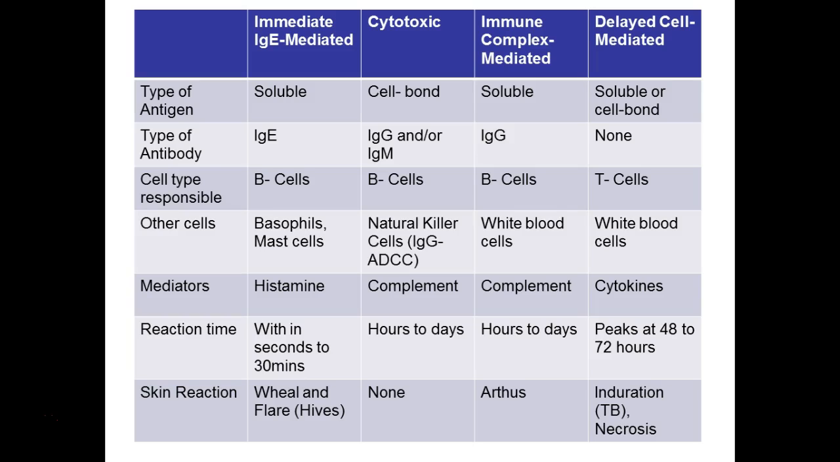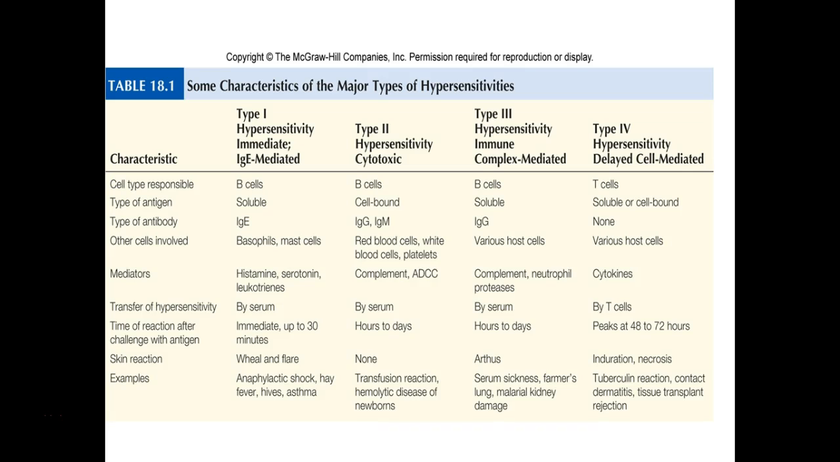So again, a good way to organize all the major components of the different hypersensitivities that come into play. This is a table, I think, similar to the one in your book, right? And so I just kind of streamlined it down. But this one actually has some examples, some that we talked about, others that we did not talk about.